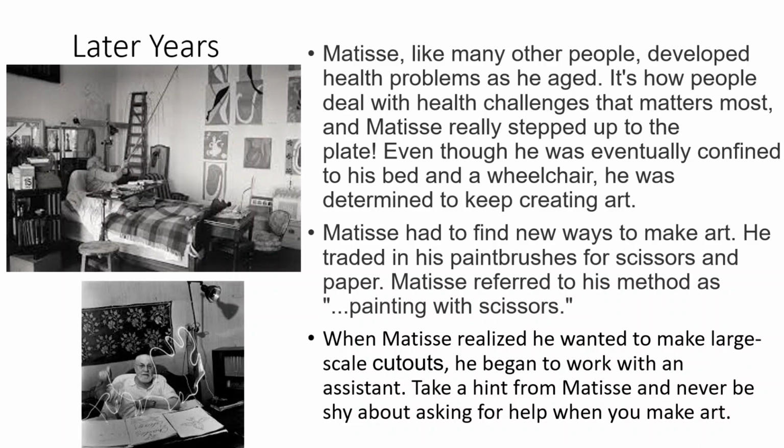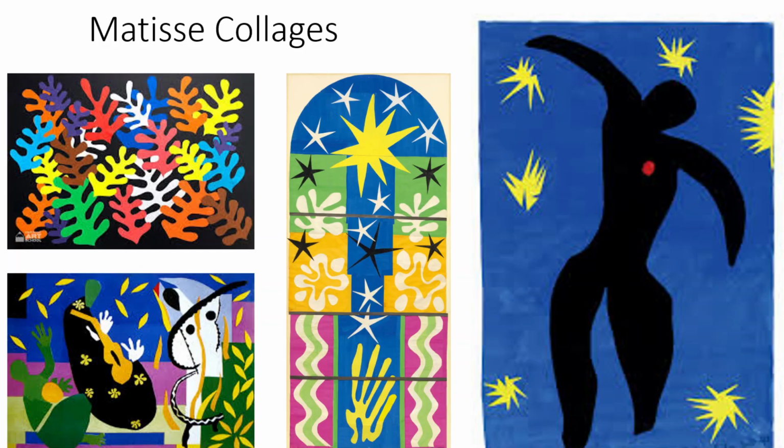And just like in the paintings that we saw, he used a lot of pattern in his paintings. He also used a lot of pattern very often in some of these collages as well. Matisse realized he wanted to make large scale cutouts and he had to work with an assistant. He always said you should never hesitate to ask for help when it comes to making art.